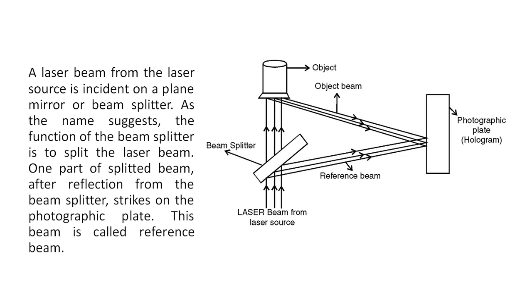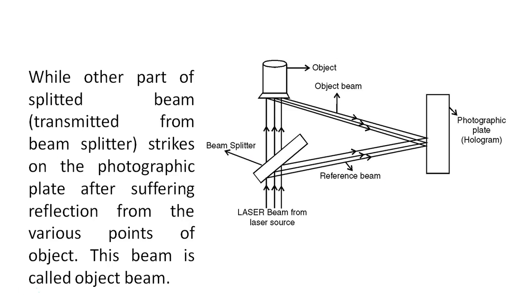A laser beam from the laser source is incident on a plane mirror or beam splitter. Here you can see it is incident on the beam splitter. As the name suggests, the function of the beam splitter is to split the laser beam. The beam splitter is partially polished and it is inclined at an angle of 45 degrees. One part of the split beam, after reflection from the beam splitter, strikes on the photographic plate. This beam is called reference beam.